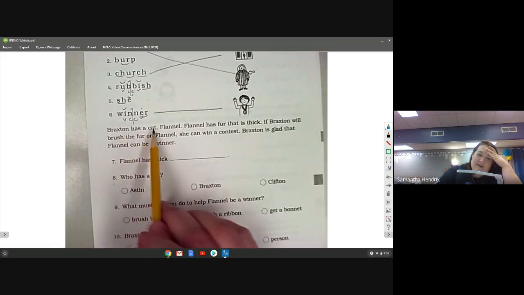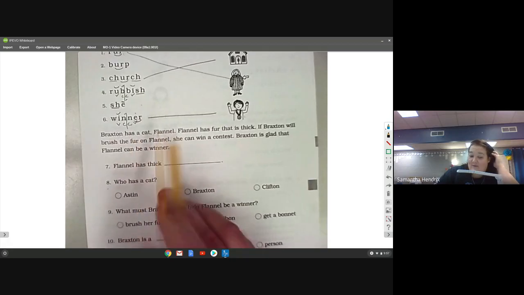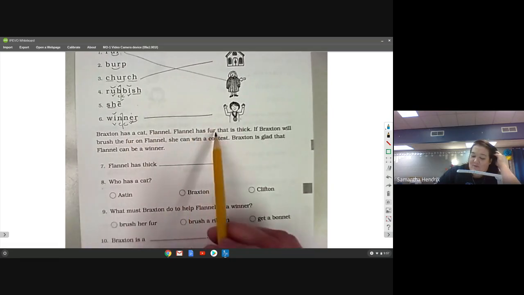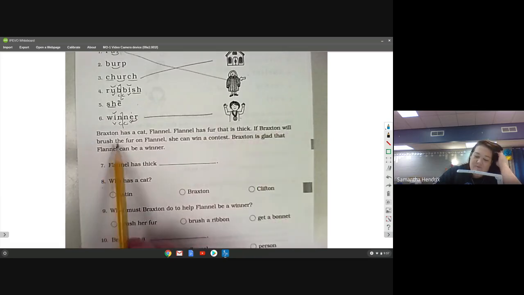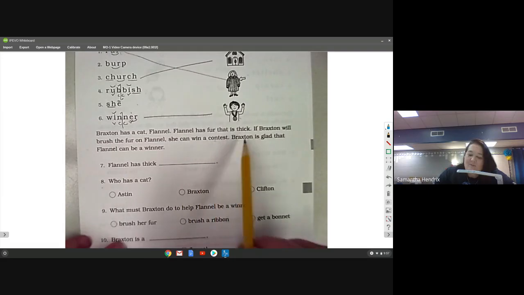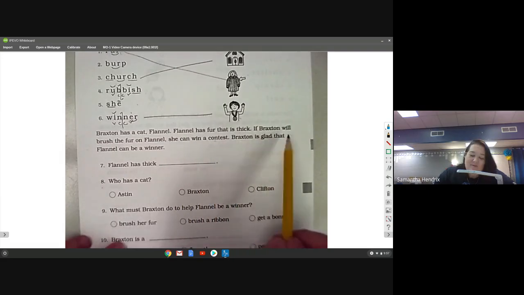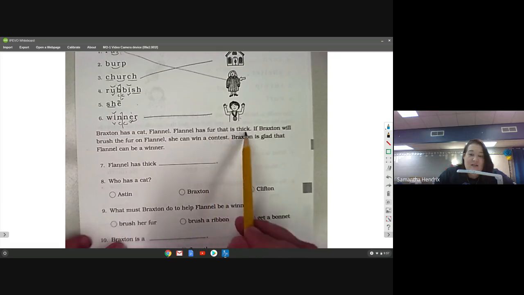Braxton has a cat, Flannel. So that means the cat's name is Flannel. Flannel has fur that is thick. If Braxton will brush the fur on Flannel, she will win a contest. Braxton is glad that Flannel can be a winner. Flannel has fur that is thick. So has thick fur.